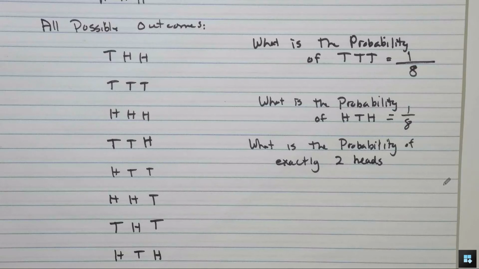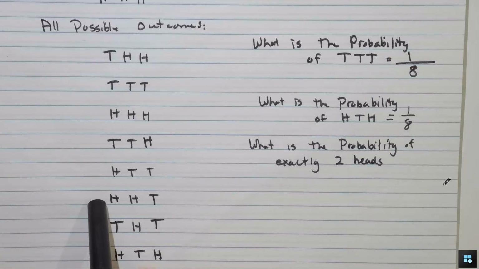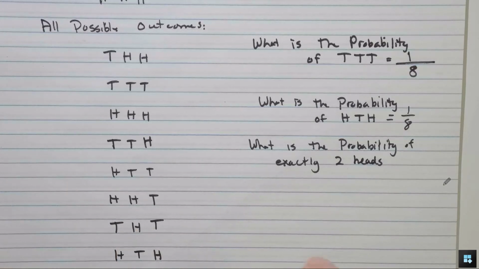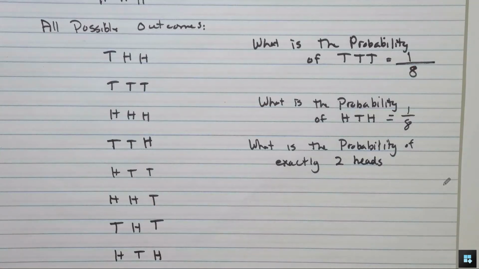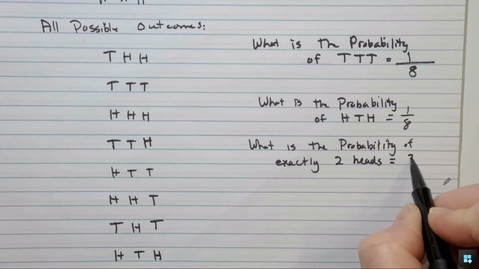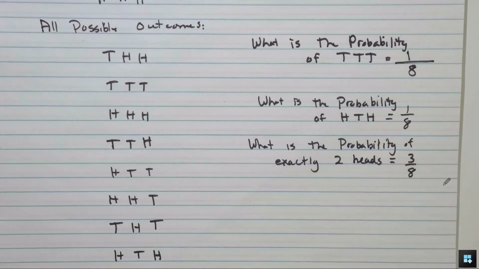So how many of those different possible outcomes had exactly 2 heads? Were there 2? Let's see. 1, 2. Yep. There's 3. 1, 2. The very top. Oh yeah, the very top. Okay, so there's 3. Good job. Okay, so then there's 8 different ways to throw a coin. You get tails or heads. But out of those 8 different ways, only 3 have exactly 2 heads.